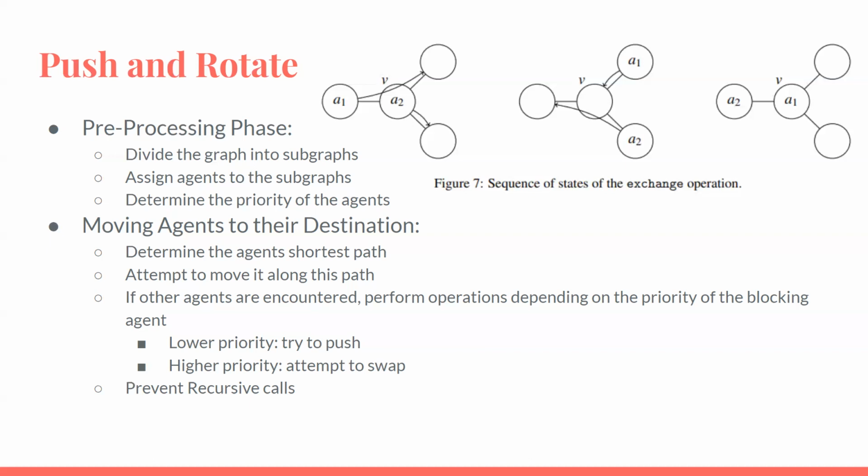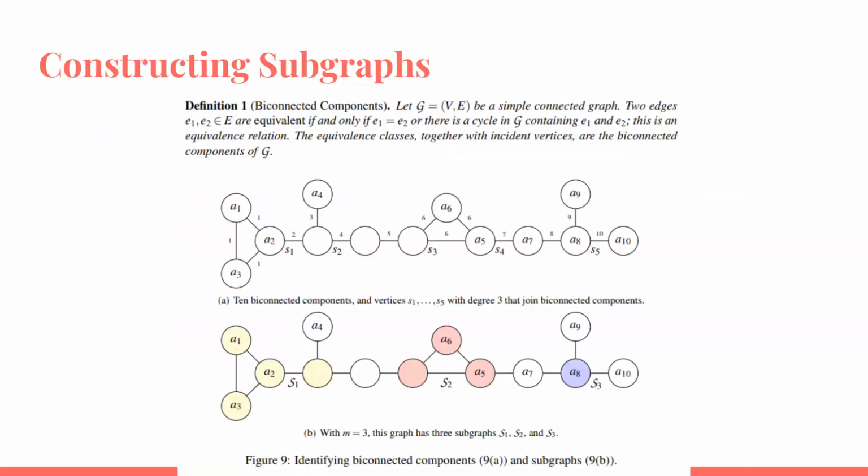And it's imperative that the higher priority agents return to their destination if they have been manipulated in a swap operation, for example. And that's one of the reasons that there were recursive calls in push and swap. And the rotate operation is what actually accounts for that not happening. Now we can get into constructing our subgraphs.